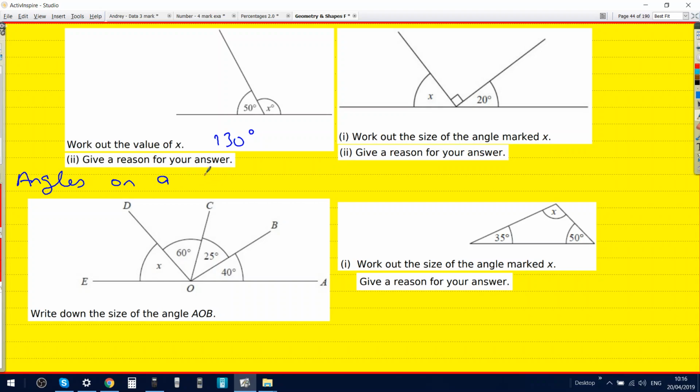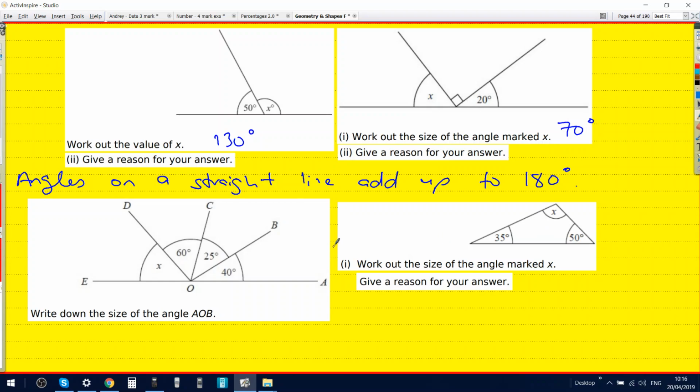How about the top right one? It's given us a 90-degree angle and 20 degrees, so that gives us 110. So x is 70 degrees. And give a reason for your answer. Angles on a straight line add up to make 180. Yeah. How about bottom right?